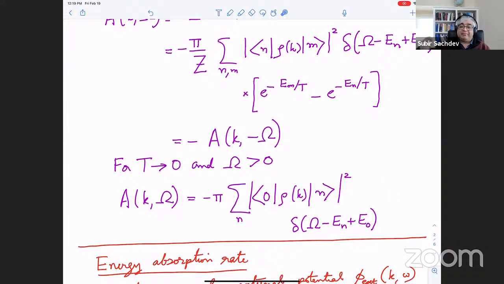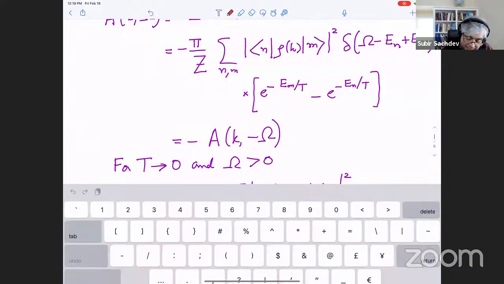You just say you have some time-dependent perturbation, rho of k, e to the i omega t. What's the probability that the system will make a transition and absorb energy omega? Well, this is it. It's just given by Fermi's golden rule. So this is nothing but Fermi's golden rule.